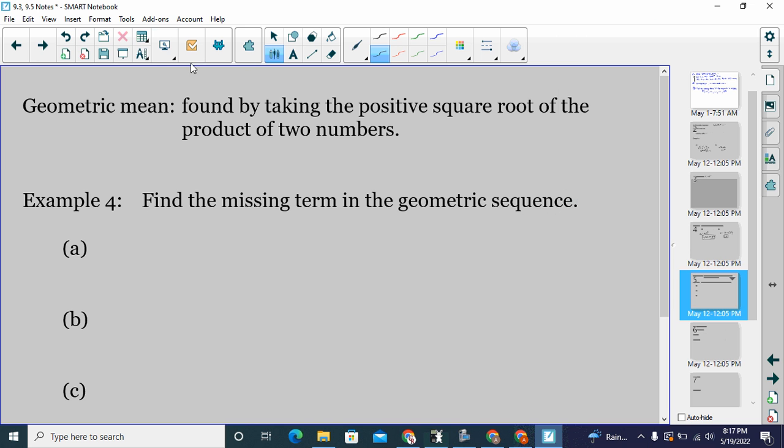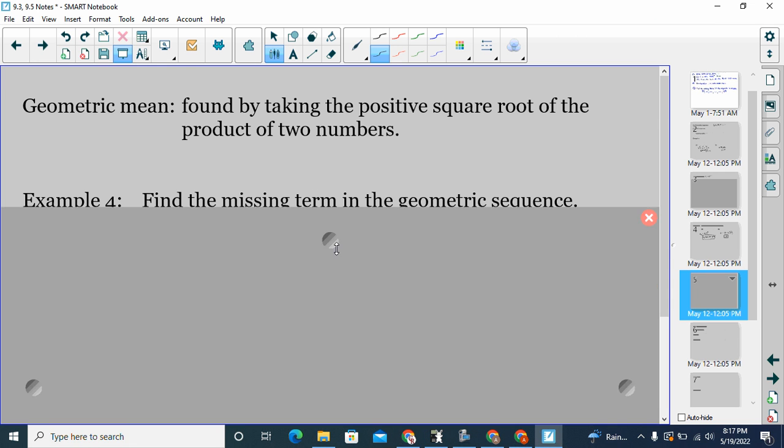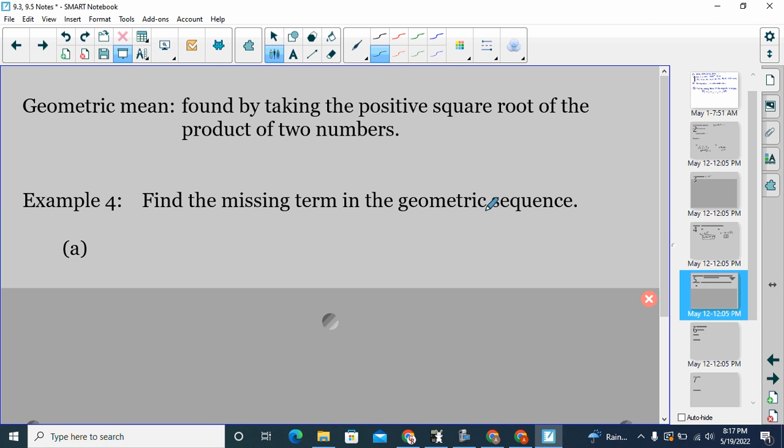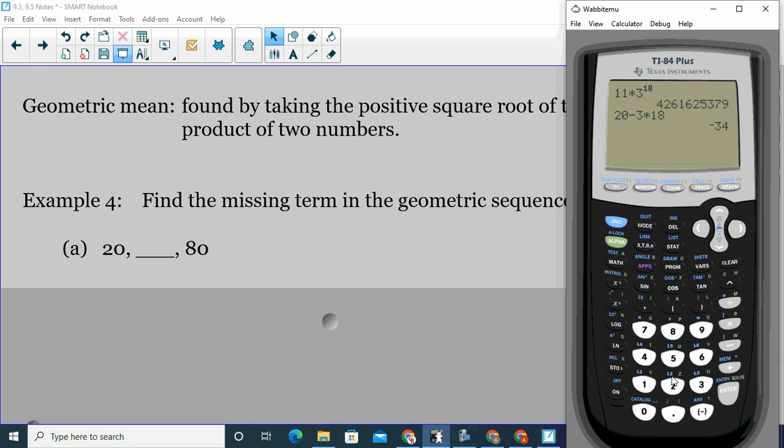The geometric mean of two numbers: we take the square root of the product of the two numbers. The geometric mean will give us the missing term of a geometric sequence. So here we are asked to find the missing term: 20, blank, 80. We want to take the product of the numbers, 20 times 80, and then take the square root. That gives us 40.